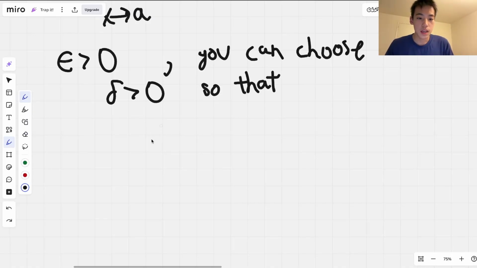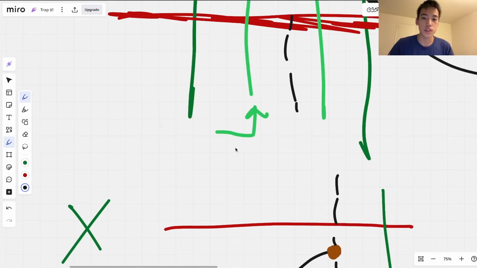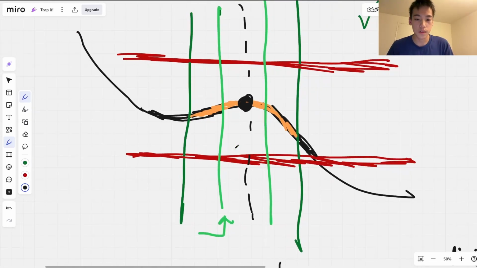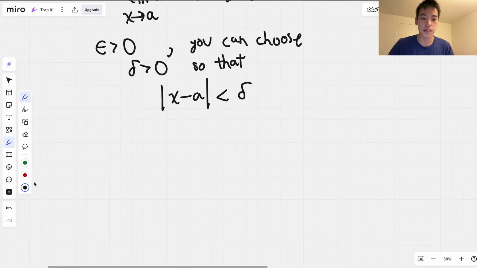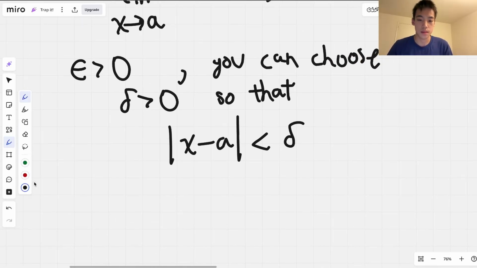It is if you were to choose a pair of vertical lines with delta to the left and to the right. Again, what did we just do in the trap the function game? We chose a pair of vertical lines, some distance to the left and some distance to the right. So this is basically what this is saying.